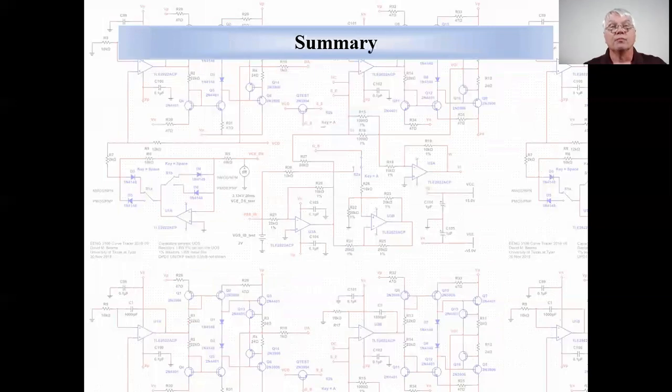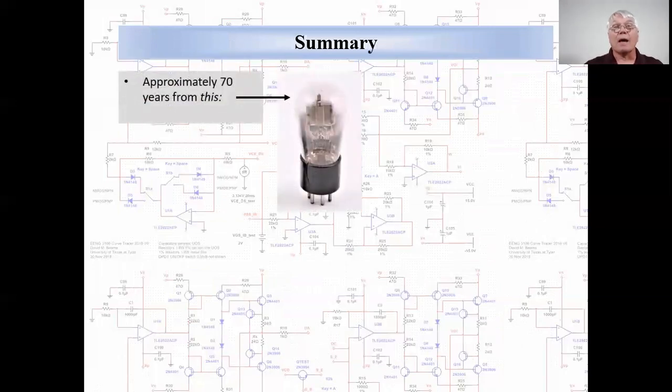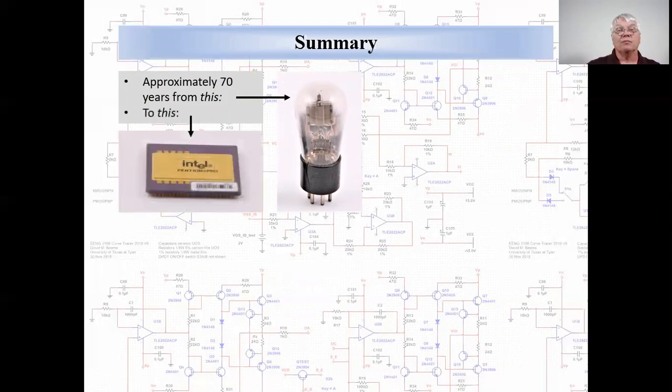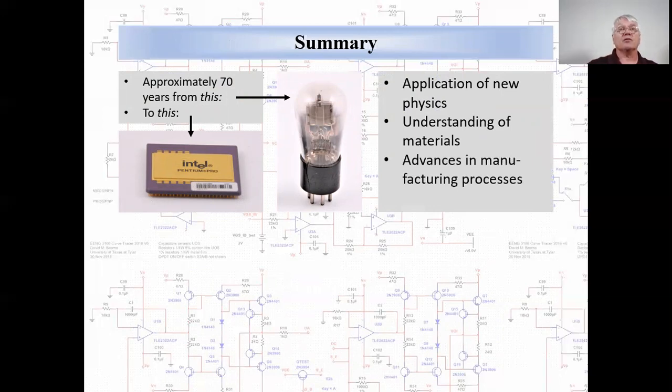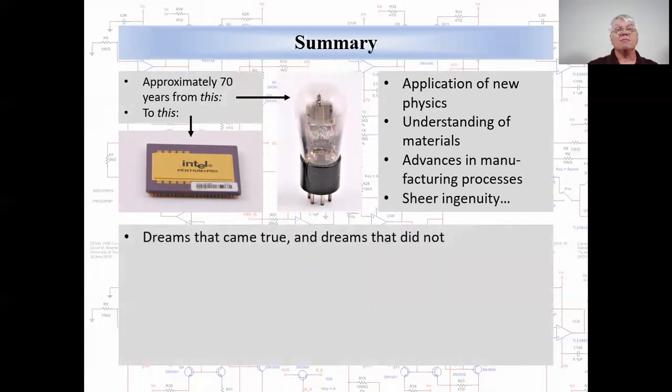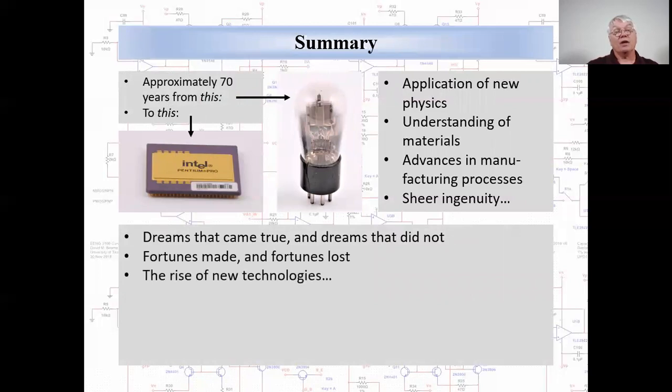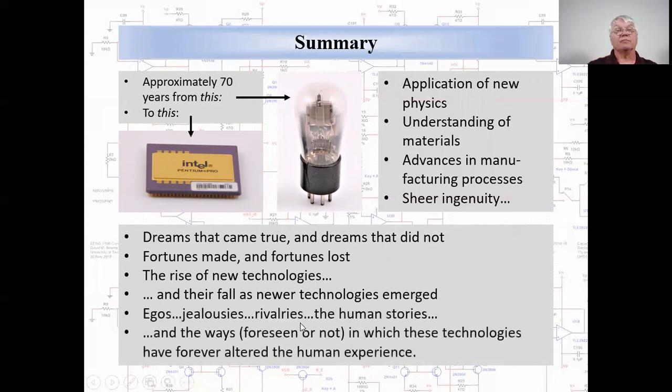So let's sum it all up. Approximately 70 years elapsed from this primitive vacuum tube to the Intel Pentium Pro. This progress required the application of new physics, new understandings of material science, incredible advances in manufacturing technology, and just sheer ingenuity. Electronics is a story of dreams, of fortunes, of new technologies, and of technologies superseded by newer technologies. It is also a story of human ego and vanity, incredible social change.